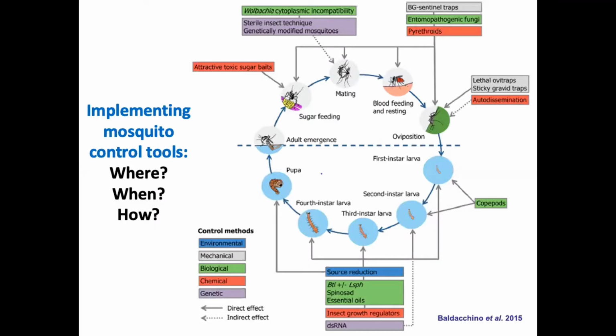Next. And this is a graph from a paper from Baldacchino from 2015, where, according to the cycle of the mosquitoes, you have different control methods that will apply, like BTI and BS, or Bacillus sphaericus, or spinosad, or other oils can be applied at the larval instars, also insect growth regulators. Then you can have other methods against adults, so pyrethroids, so chemical methods, but also the sterile insect technique is at the mating level. So there are different methods at different stages. So the question is then where to apply one method, when and how.